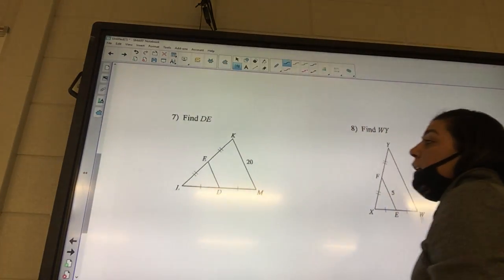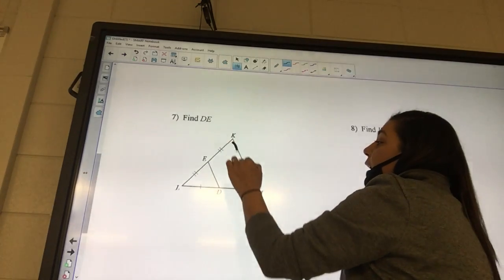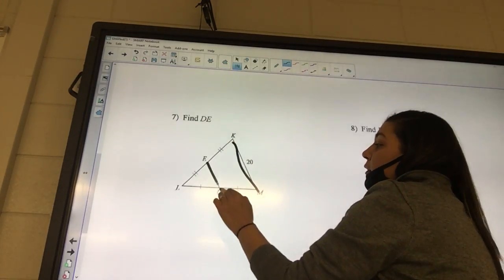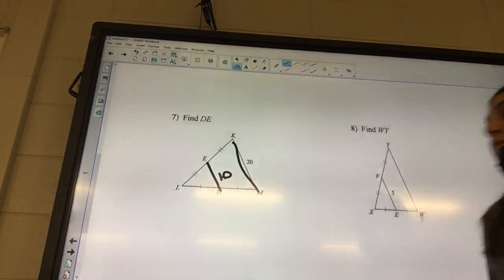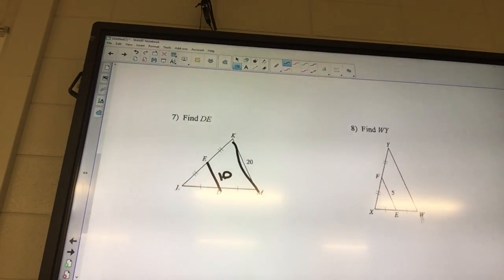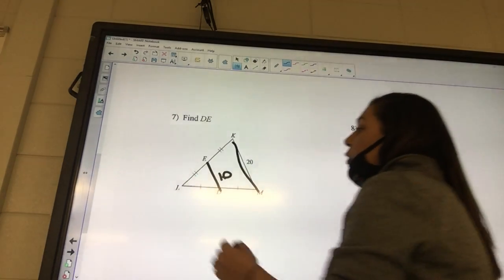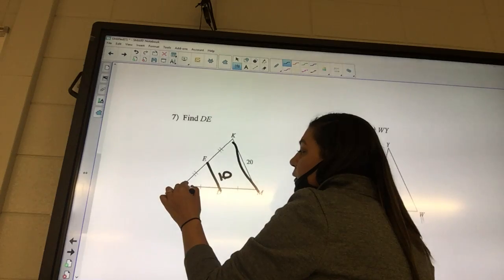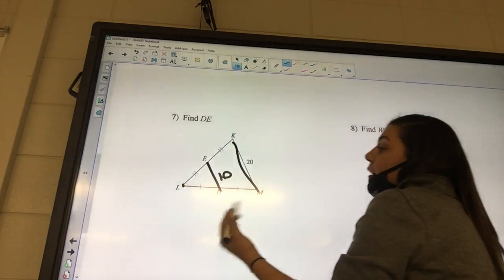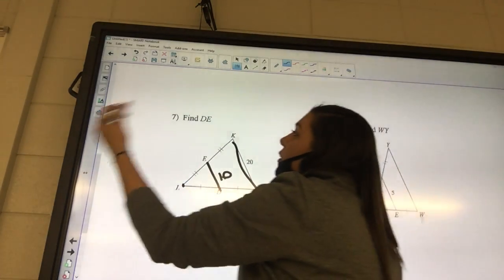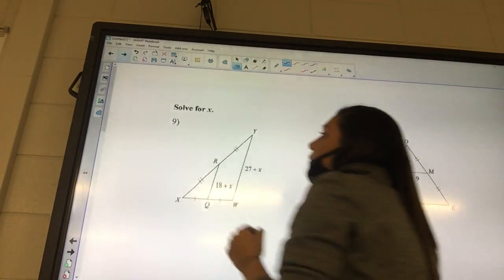Okay, DE. I want you to find DE. So KM is 20. What's DE? 10. Okay. And if we would keep going, what's the next smallest one? 5. It would be 5. Okay. And so you can keep going and going and going.